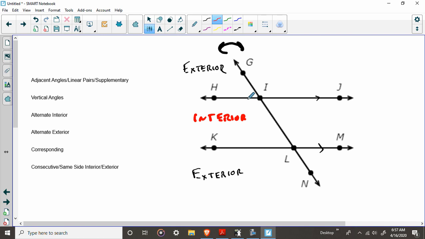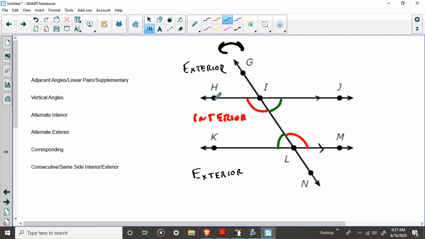You have this one, right? That's on the interior. And on the alternate side of the interior is going to be this one. And what we know from earlier this year is that if the lines are parallel, then those are going to be congruent. And again, we have another set over here. Again, both on the interior on alternating sides of the line. So these are alternate interior.